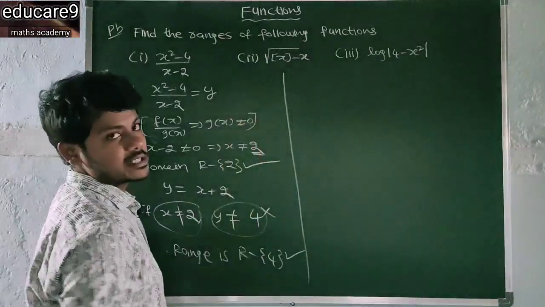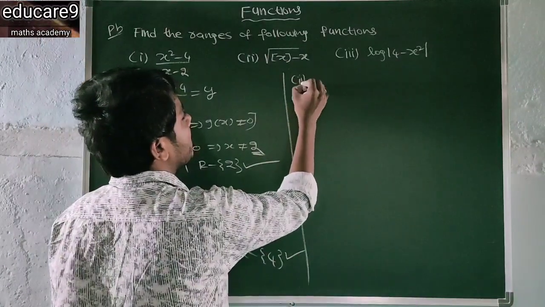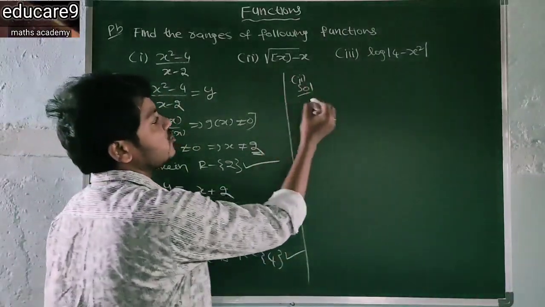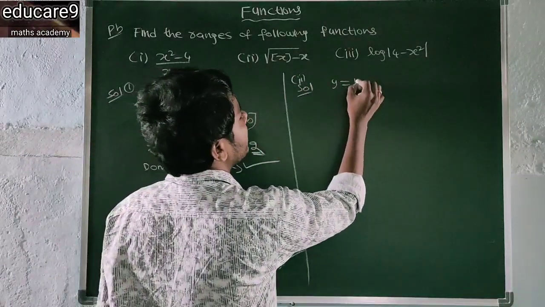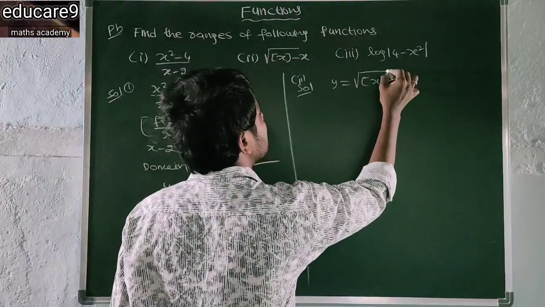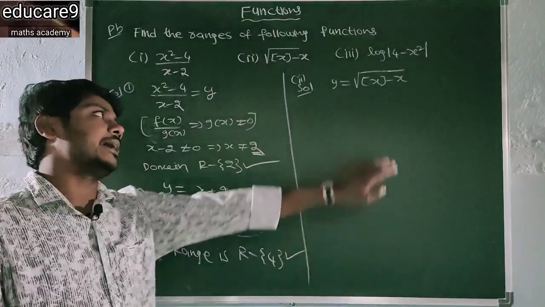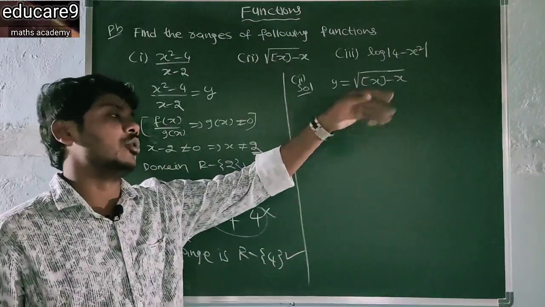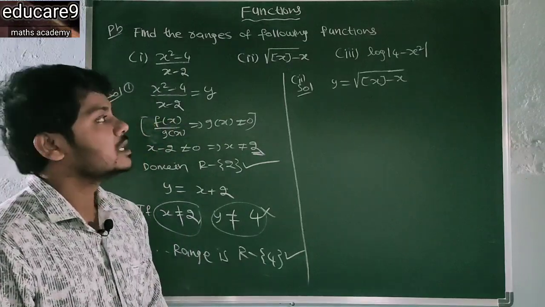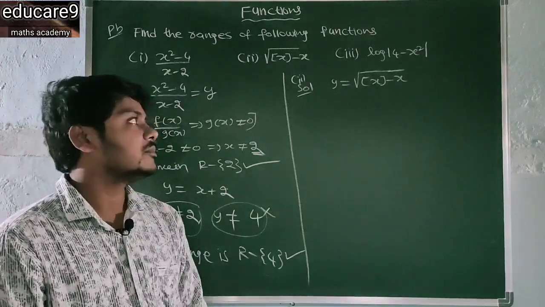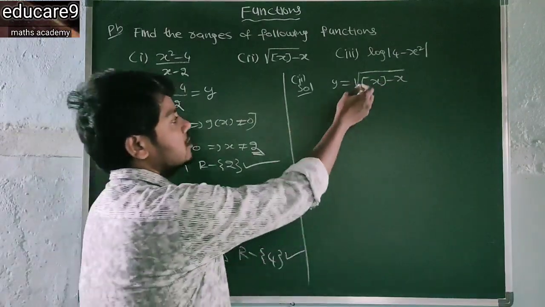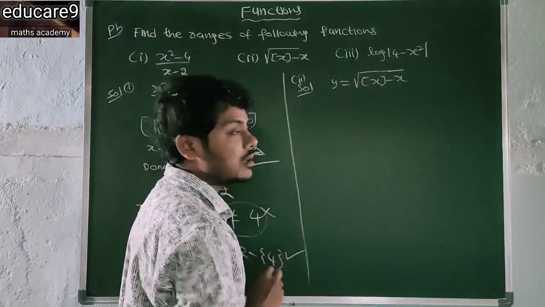Now see the second solution. So let the given function be equal to y. Y is equal to what? The root of step x minus x. But here we can't write the x value. So go to the second condition for range. What is that condition? Find the domain of the given function. So clearly, first find the domain.